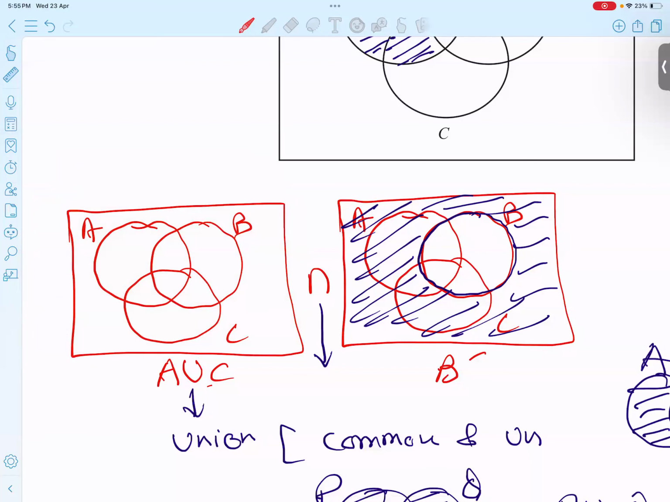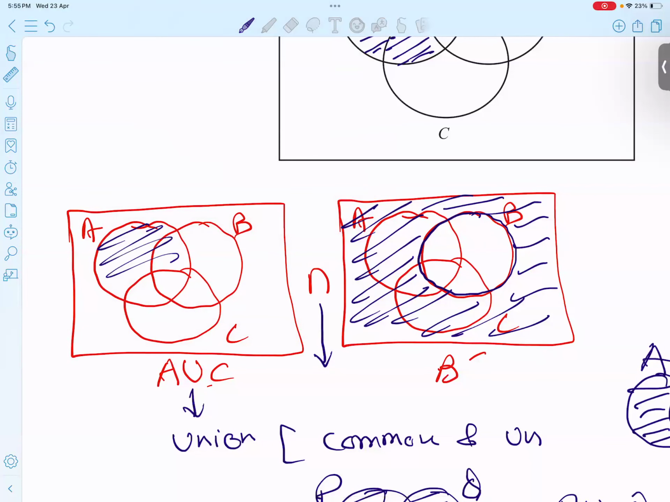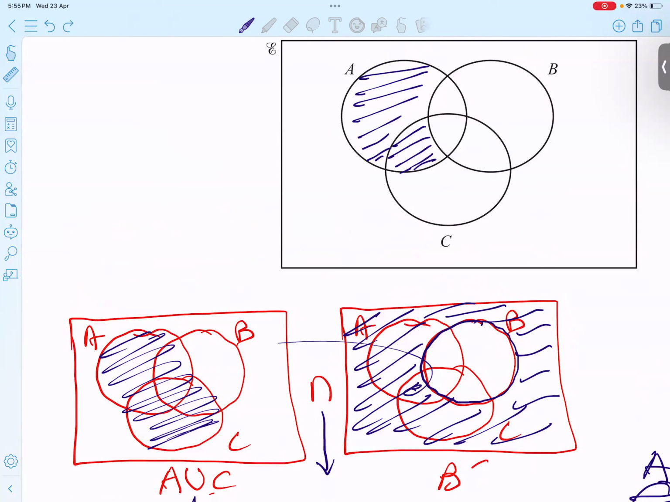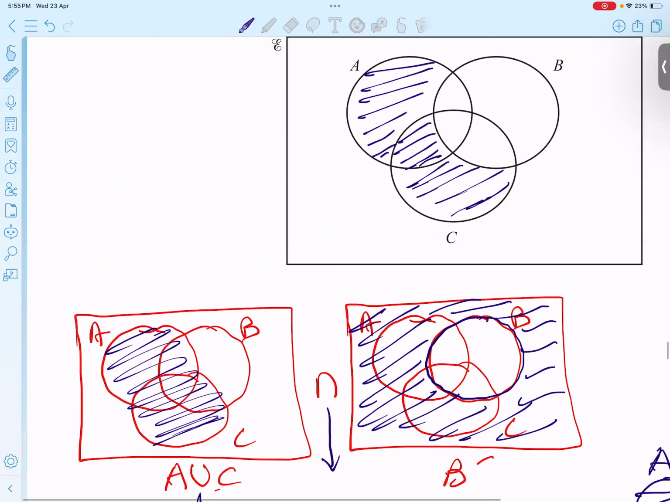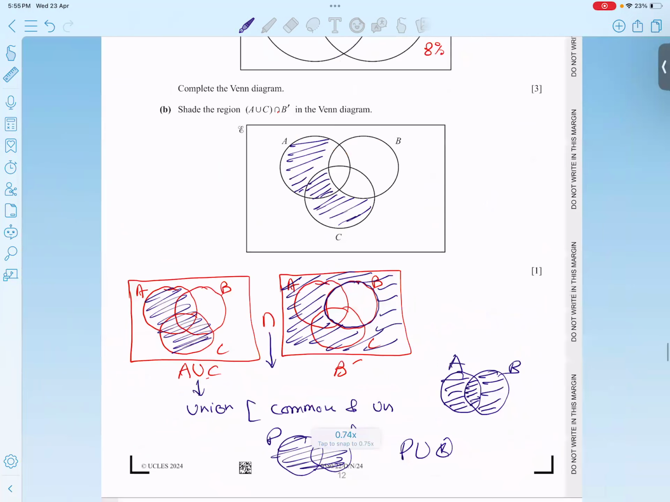So what is A union C? Good. A union C means circle of A and circle of C. Again, students, let's talk about common shading. I have done this common shading. And this part is common shading. So let me do this as well. So this is my final answer. And I believe you got the point how to do this kind of question. Let's go for the next page.